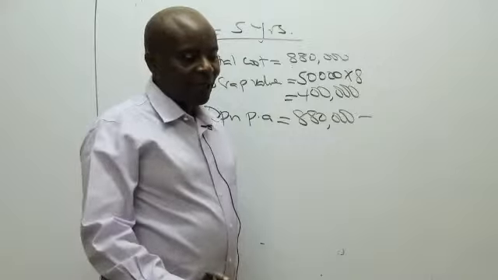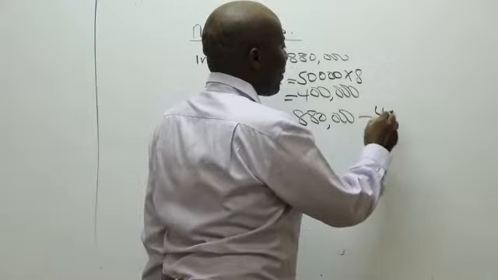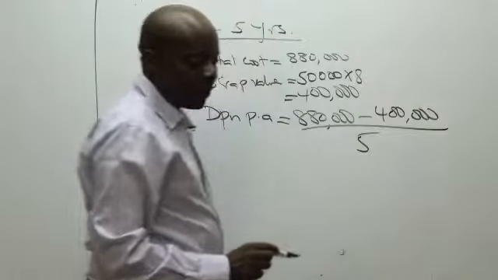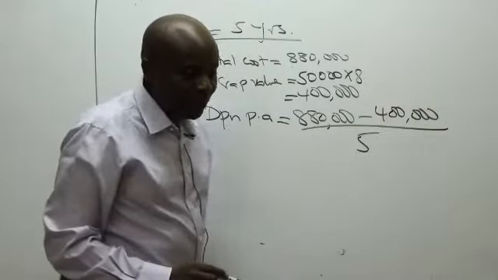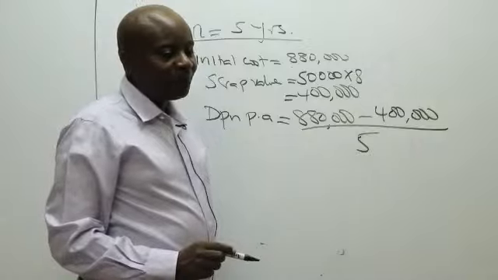Correct. So then the depreciation per annum will be 880,000 minus the scrap value of 400,000, divided by the useful life, which is 5. So could you kindly give me the depreciation per annum?